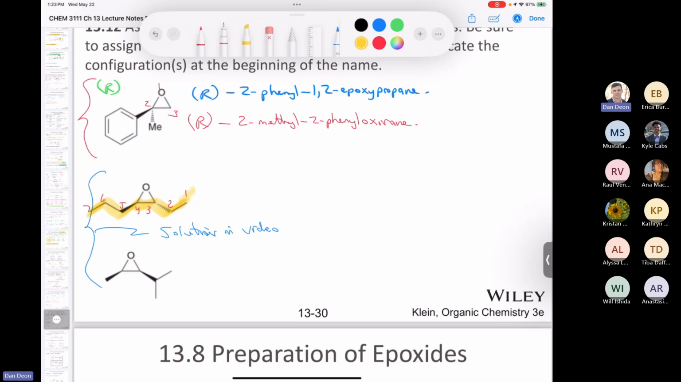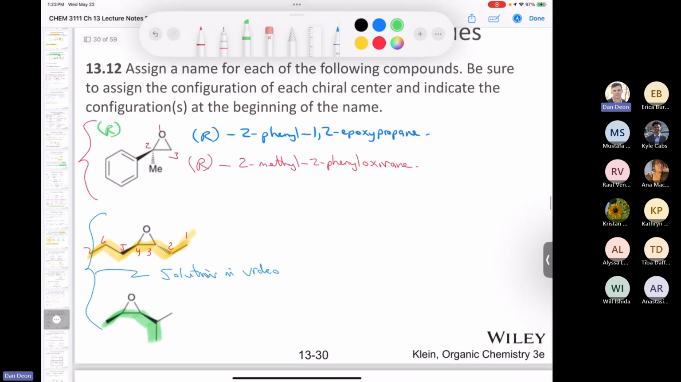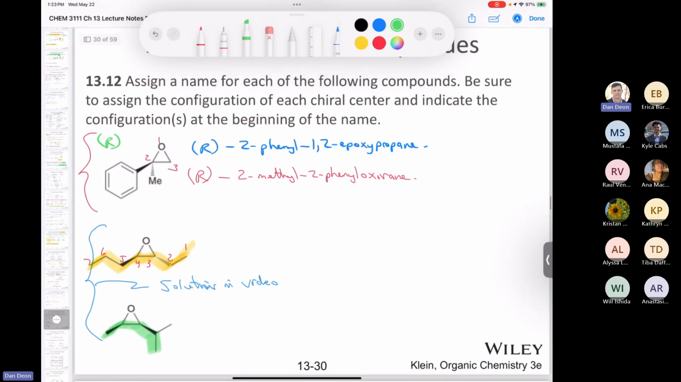You have to find the longest carbon chain. Okay, if you want to name it as an epoxy compound like this, so this is some kind of 2,3 epoxy pentane. Or if you want to name it as an oxirane, you have an isopropyl group and a methyl group. Okay, so make sure you try those on your own and make sure you can name those compounds. So there you go.